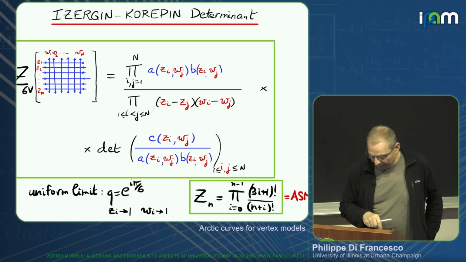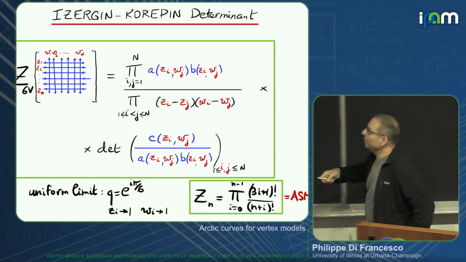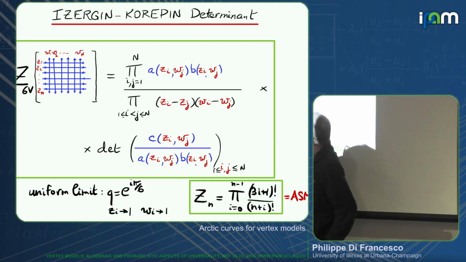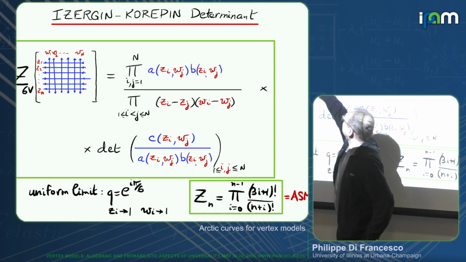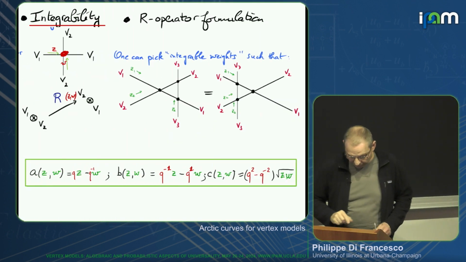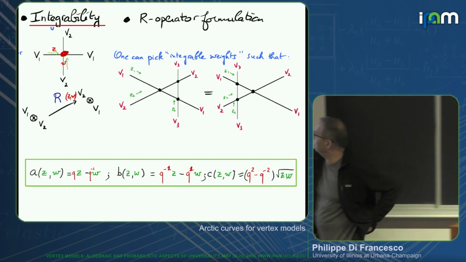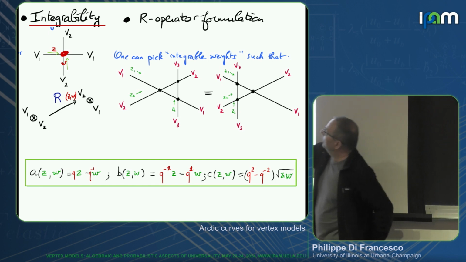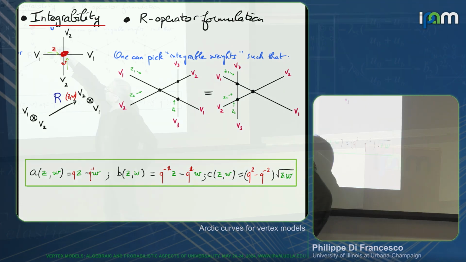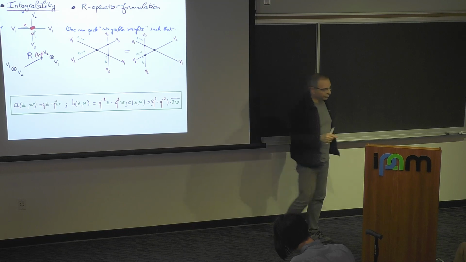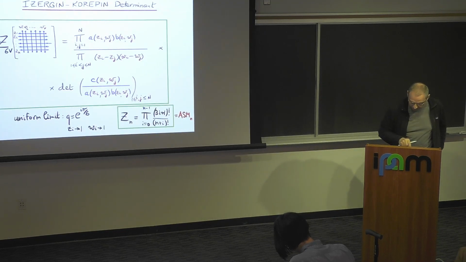All right. So the first result, and celebrated result, is this Izergin-Korepin determinant. So all the weights depend on a horizontal and vertical spectral parameter. Here I call them Z and W, right? They are all functions of Z and W. And so at each intersection between a Z line and a W line, you will take one of these three weights, depending on the local configuration.